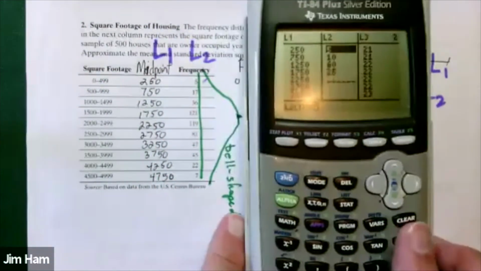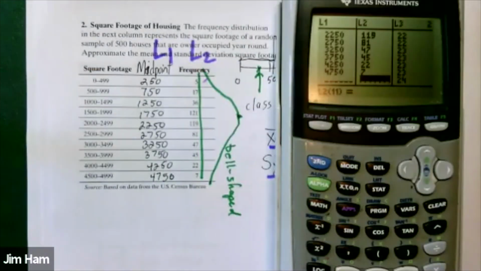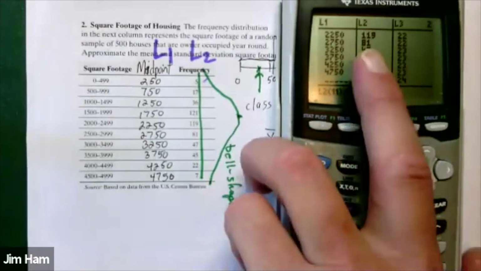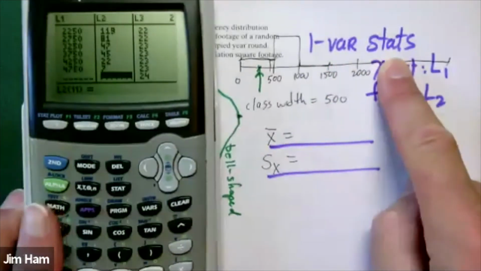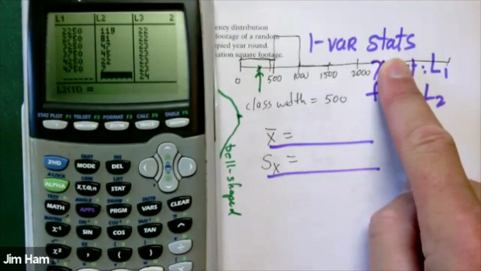So hopefully you can read those. You need to have as many values in L1 as you have in L2, but this is a setup. Notice that you have more than just the data values put into L1. After the data are in, we want to run the one variable statistics, because this gives us all the summary statistics, not just the mean.